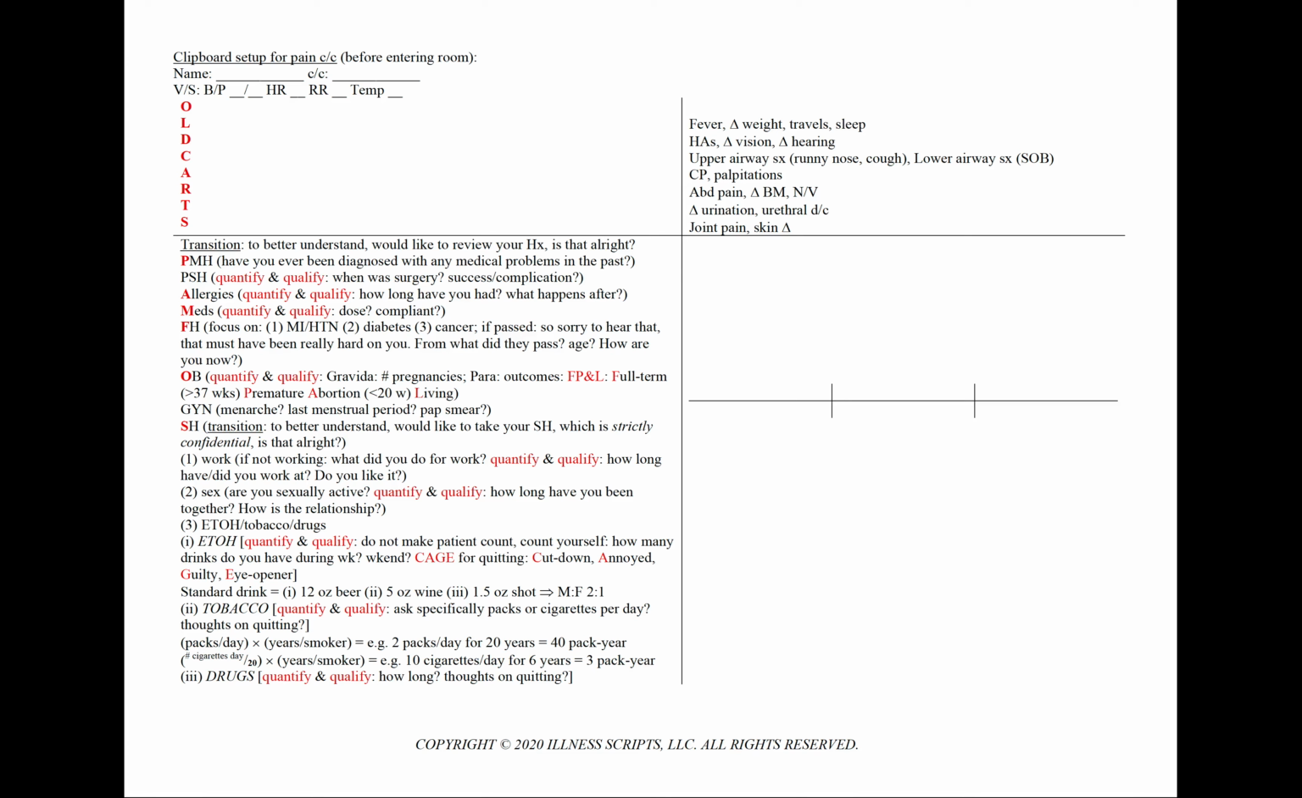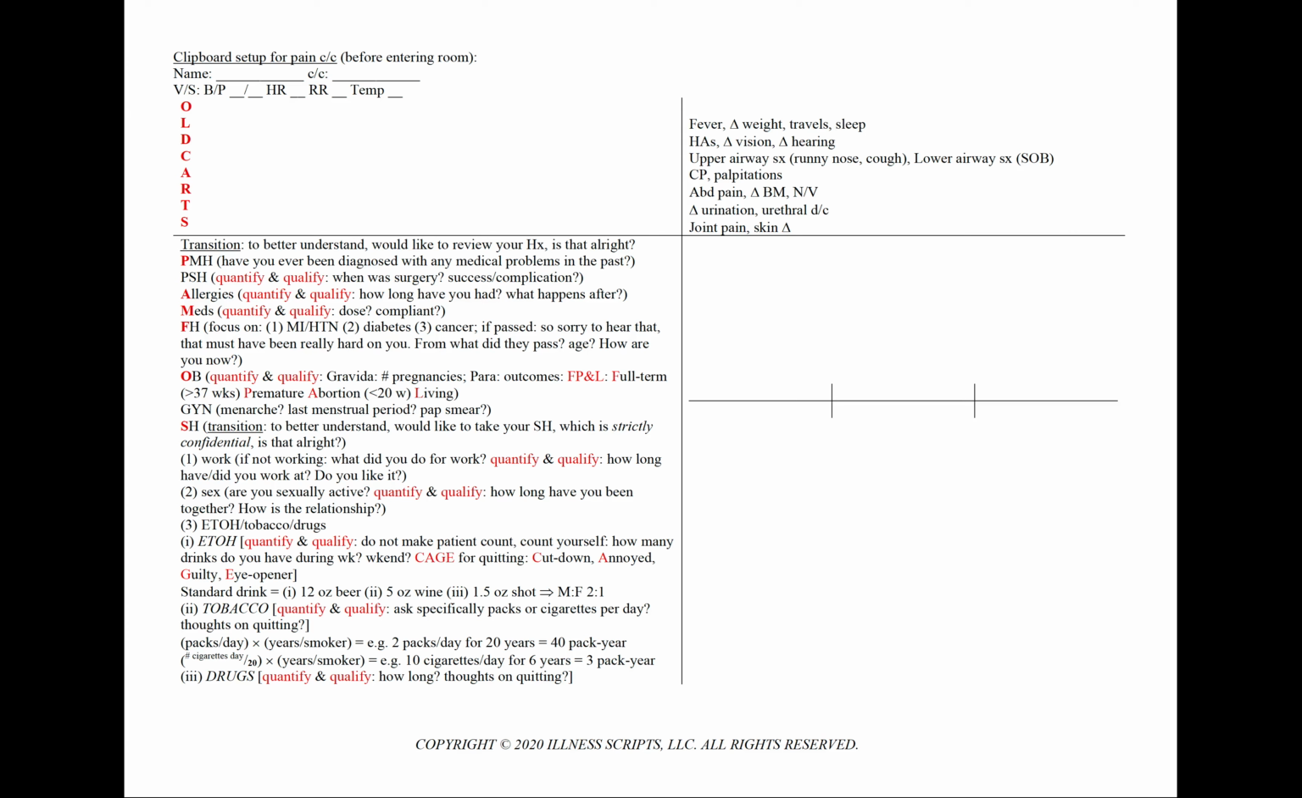On the bottom left-hand corner, we're going to use another transition sentence. To better understand, I would like to review your history. Is that all right? For past medical history, for the layperson, we can ask if they've been diagnosed with any medical problems in the past. Also, along with past medical history, we want to know their past surgical history.